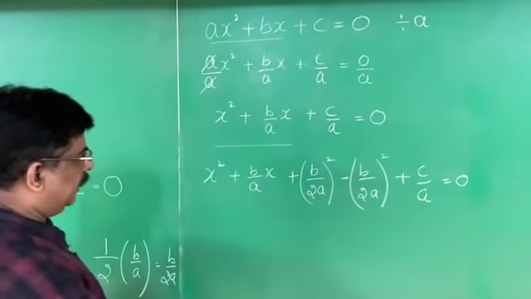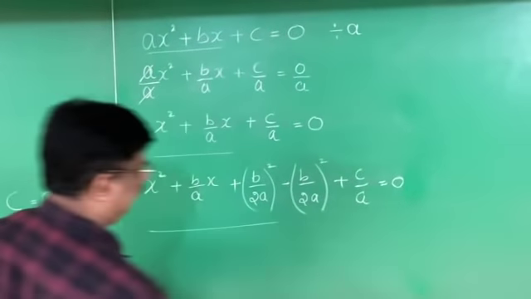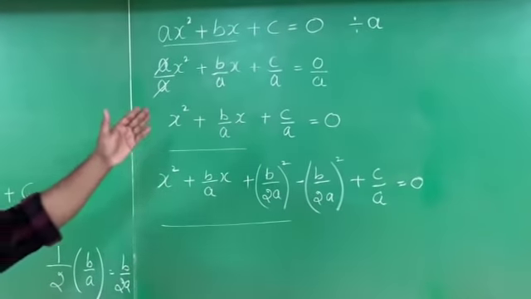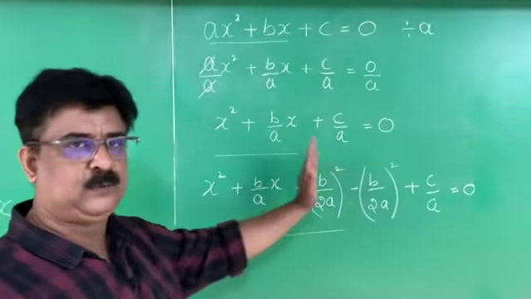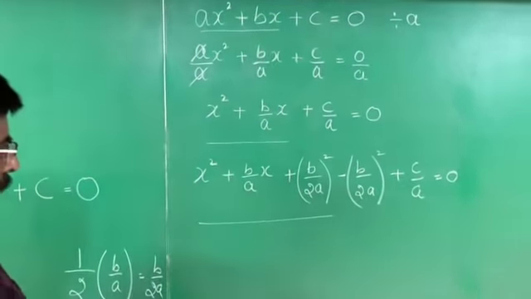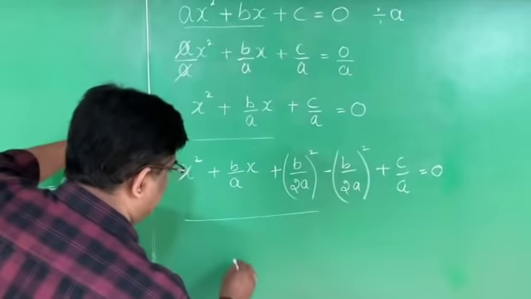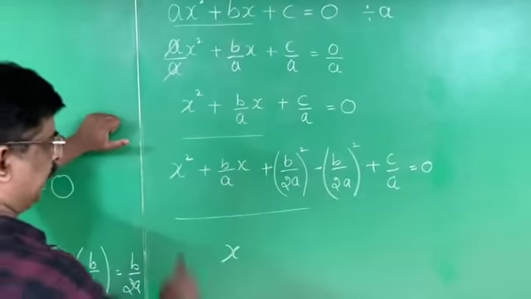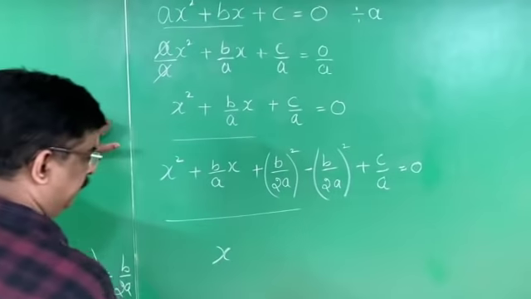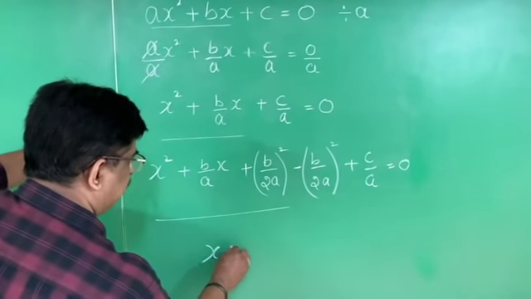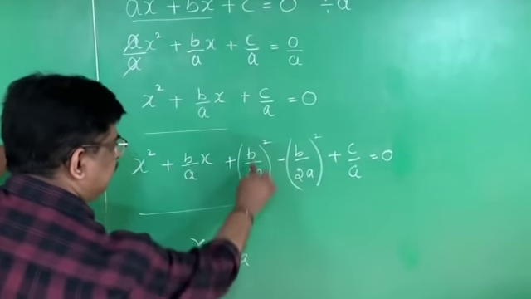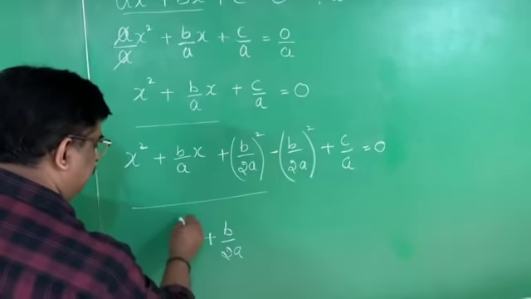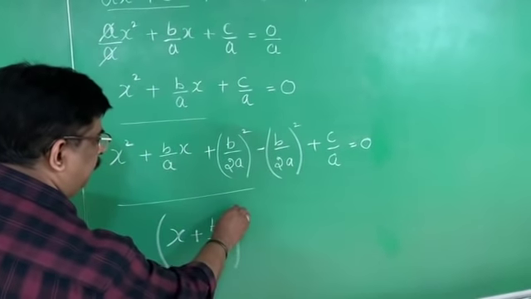Okay? Now, when you consider the first three terms, quadratic, linear and the constant, it is in the form of a square plus b square. A square plus 2ab plus b square is in the form of a plus b whole square. It can be written as x plus b by 2a. This is b square. I want only b whole square.